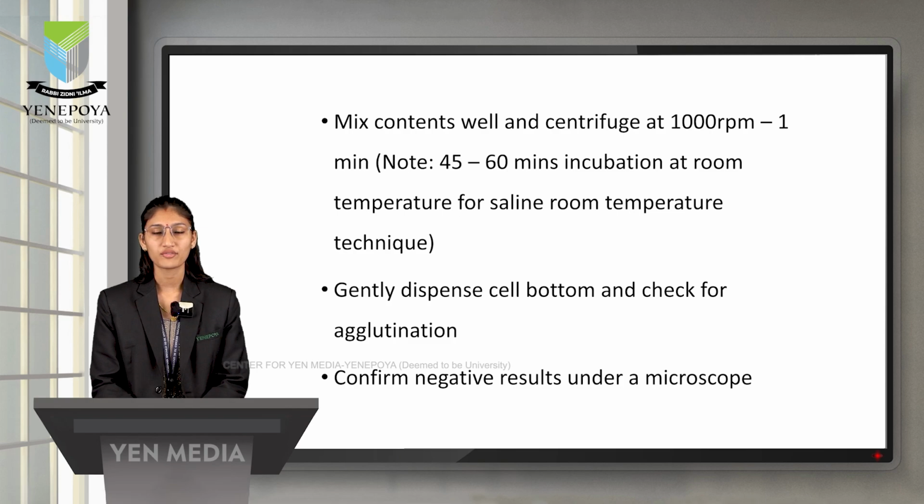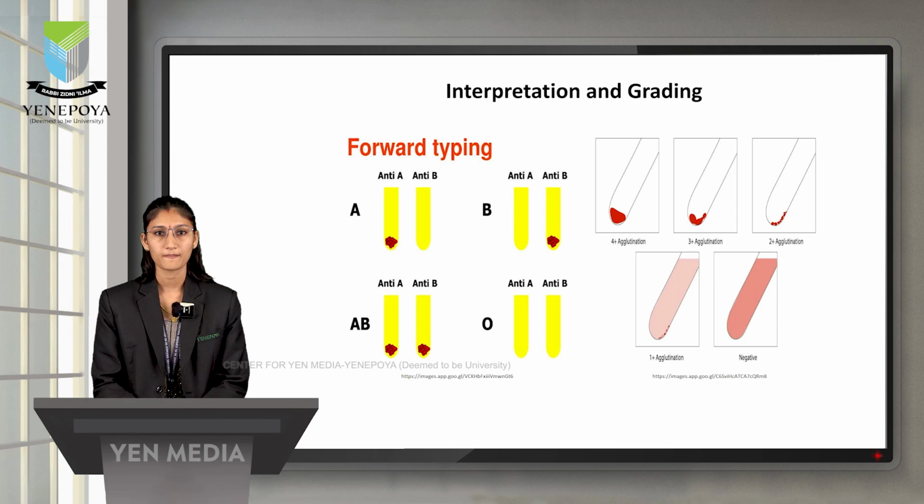Then we look for agglutination. After the agglutination, we have to report it. If it is negative, you have to confirm it microscopically. You can use a microscope to detect the clumps, whether there is agglutination or not. So this is the interpretation and the grading of the forward grouping.